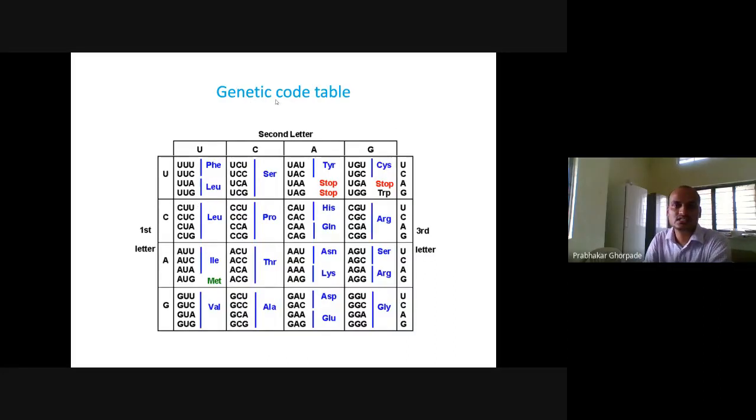So basically, this is a genetic code table. Whenever we say DNA is important for coding protein, this means that we should know the genetic code table. This one is the first letter U, this is the second letter, and this is the third letter. So UUU is phenylalanine. Likewise, for example, with A as the first, second, and third letter, AAA codes for lysine.